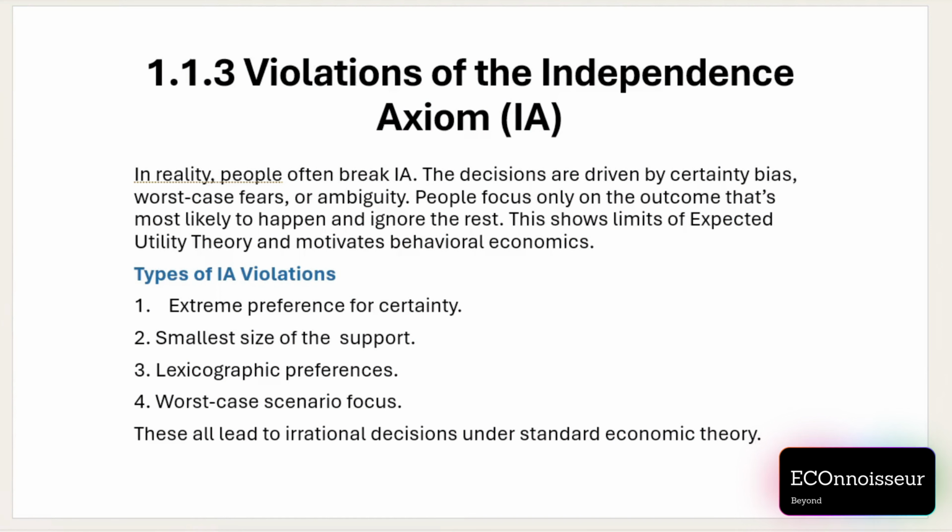So we can see the slides here, the violations of the independence axiom. There are four types of violations of the independence axiom: extreme preference for certainty, smallest size of the support, lexicographic preferences, and worst case scenario focus.